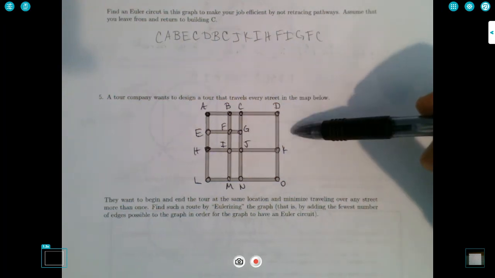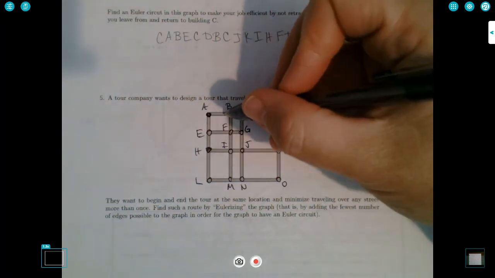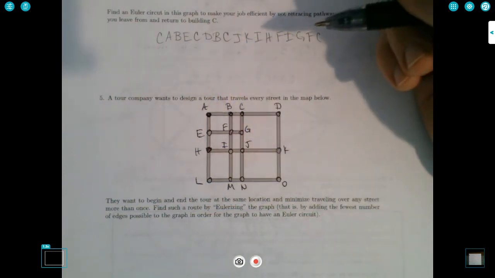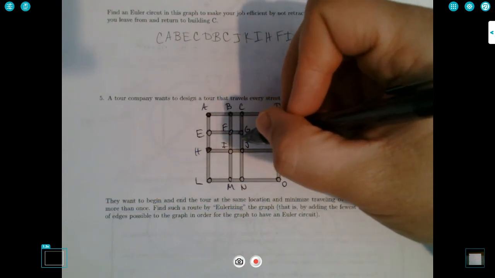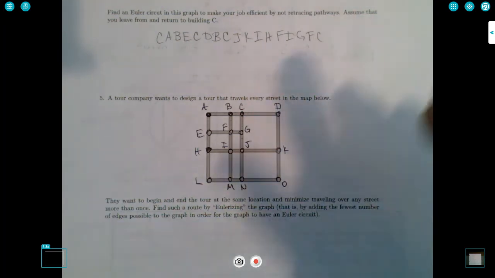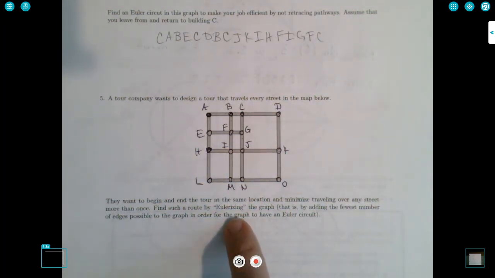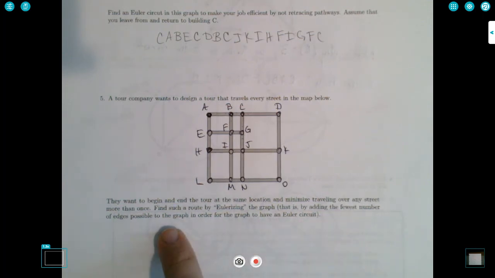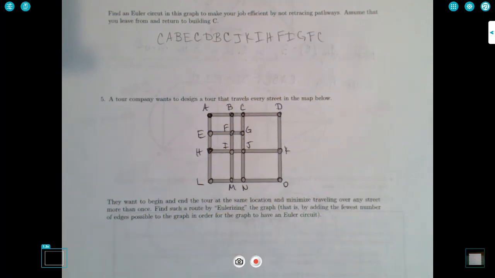This is not Eulerian. Notice that you've got degree 3 here, degree 3 there, degree 3 there. Right? So you've got at least 3 odd vertices. So there's not an Euler path. There's definitely not an Euler circuit. But what we can do is we can Eulerize the graph. And what we mean by that is we're going to add the fewest number of edges possible to the graph in order for the graph to have an Euler circuit.